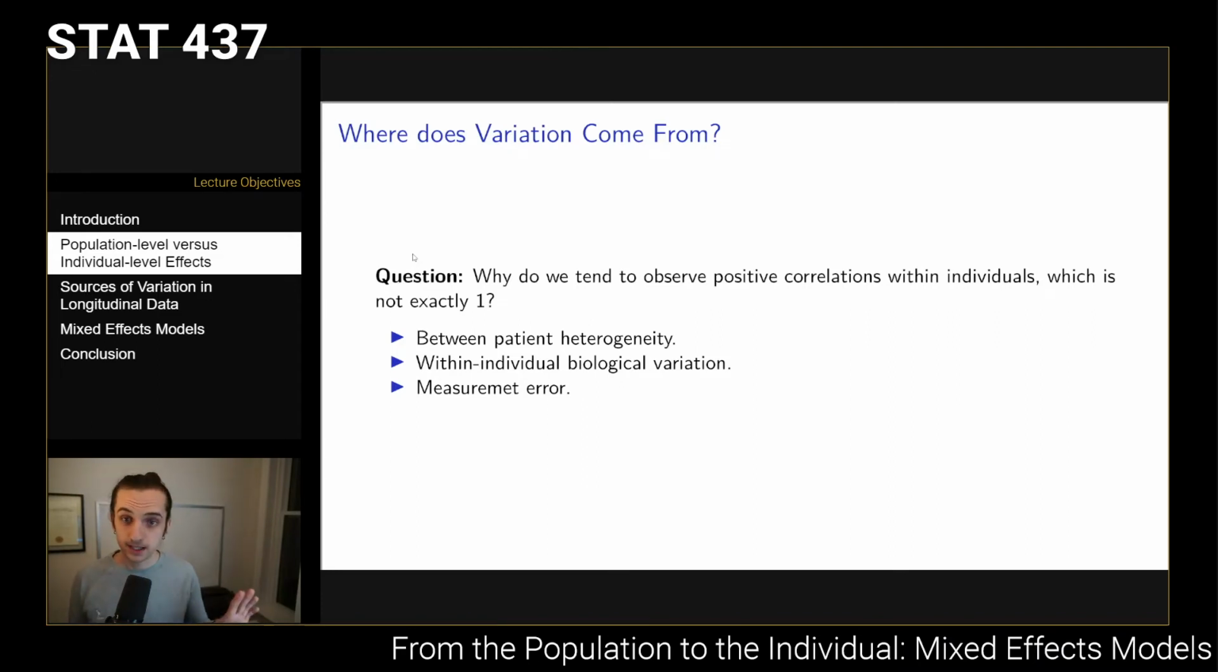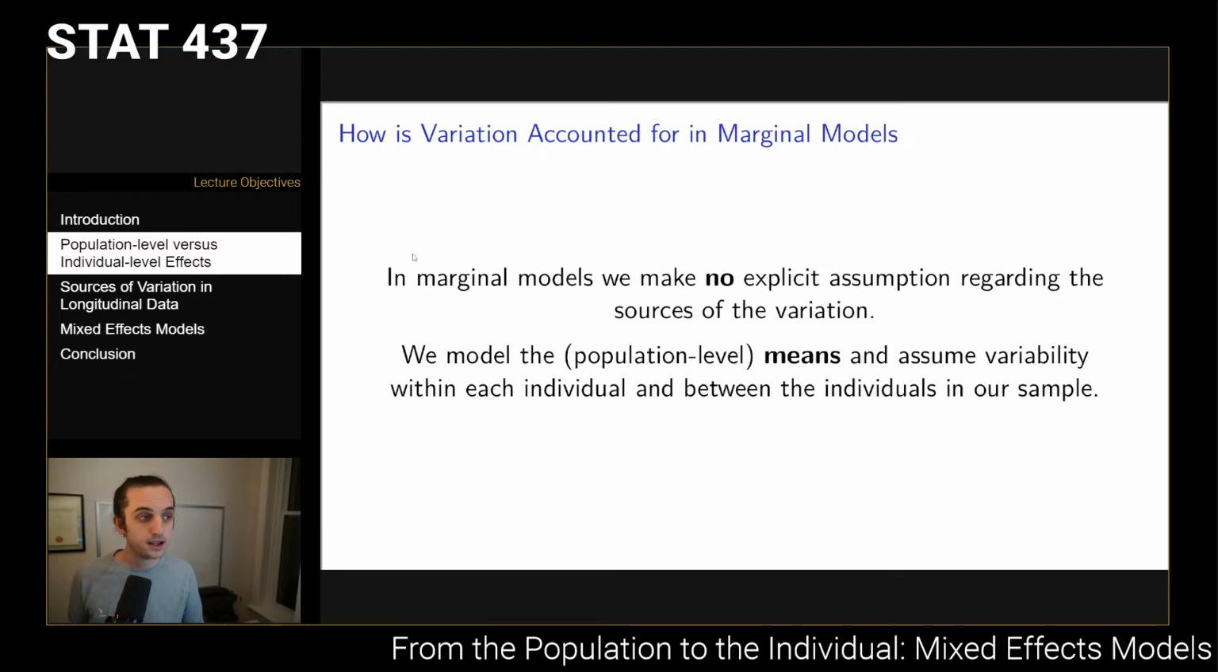And so these three sources sort of explain the motivation behind the correlation structures that we've been thinking about, right? So we're going to have positive correlation within an individual, but that correlation is not going to be exactly one, and we're going to tend to see it decay over time. Okay, so that's sort of where we're thinking about this variation coming from.